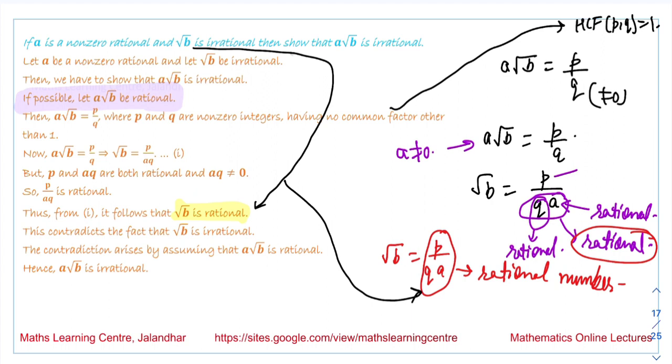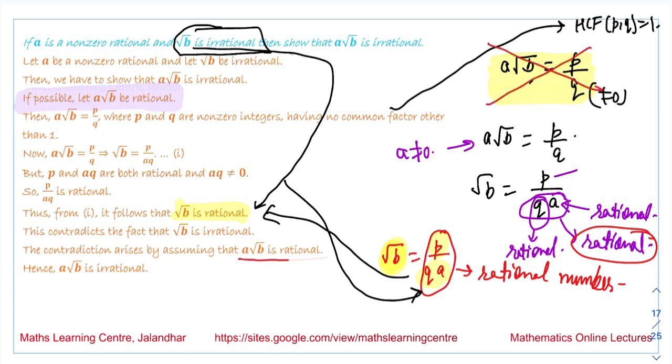So we are saying, if we consider that this number is of the form p by q, then root b will be of the form p by q times a. It means root b will become a rational number, and this is a contradiction to the fact that is given to us that root b is irrational. It means the supposition that we have made over here is not possible. So the contradiction arises by assuming that a root b is rational. It means a root b is irrational.